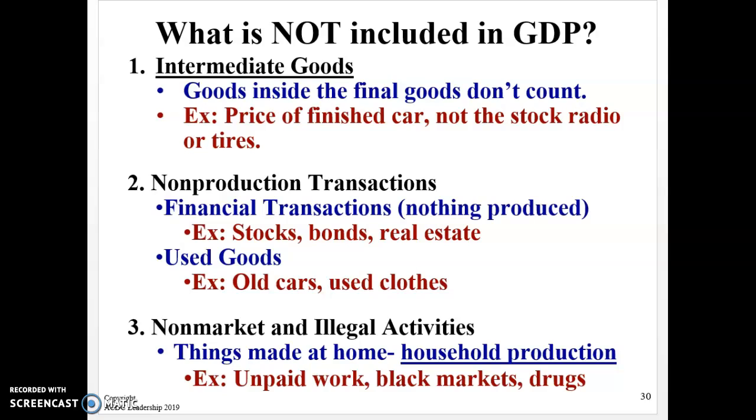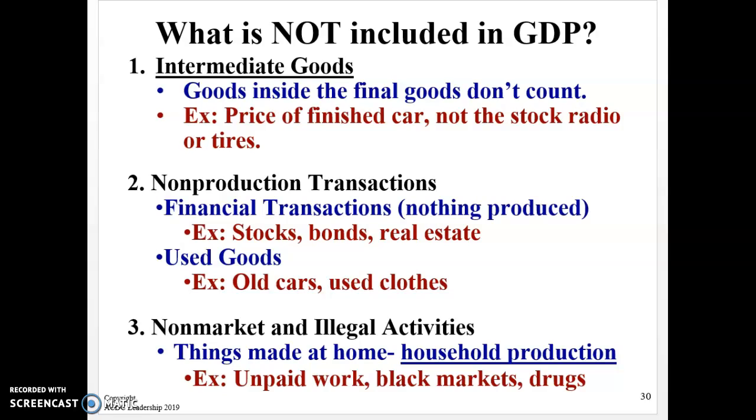The things that are not included in the GDP, things like intermediate goods, things that are on their way to a final good. So he gives you the example of the price of a finished car as part of the GDP, but obviously not the radio or the tires, the things that go into the production of the car. Non-production transactions is a challenge because anything that is a used item does not count, including, by the way, a used house.